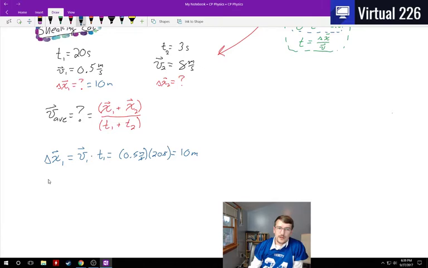If I do the same thing for delta x2, or the second displacement, I'm going to link it to the second velocity and the second time. That second velocity is 8 meters per second. The second time is 3 seconds. Once again, those cancel out. I get 24 meters.